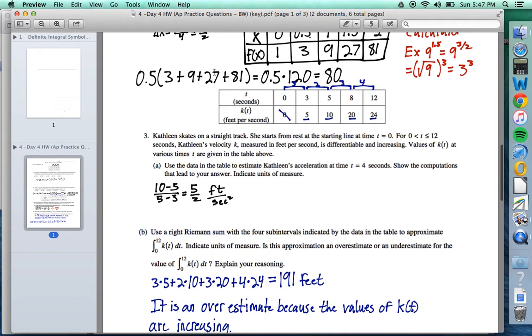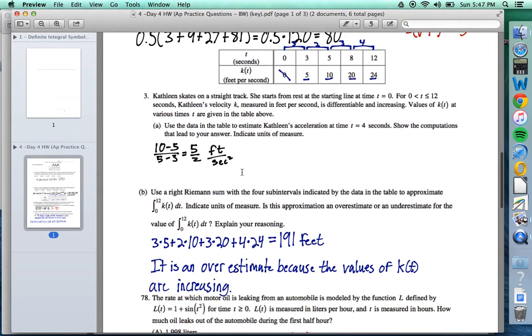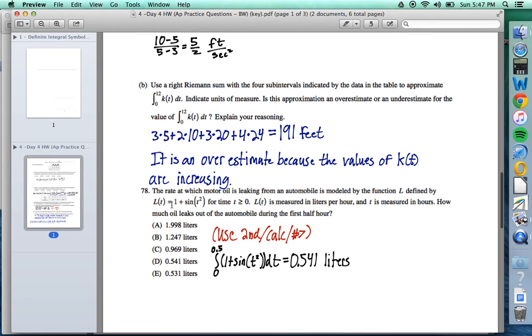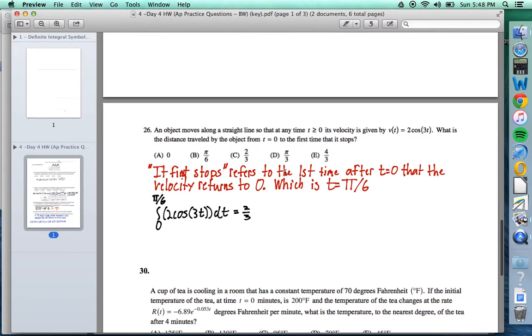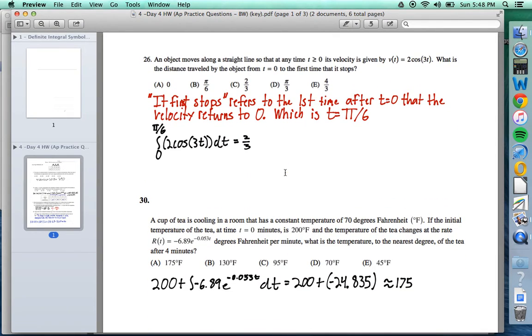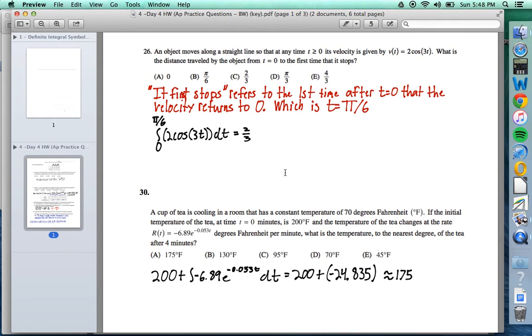Basically, anywhere it says estimate on here, I want you doing tables or drawing in tables and making rectangles. And anywhere it gives you the function and the exact value, I want you using the calc features. Second calc number 7. All right. And like I said, you can just pause this video to check your work for this homework problem.